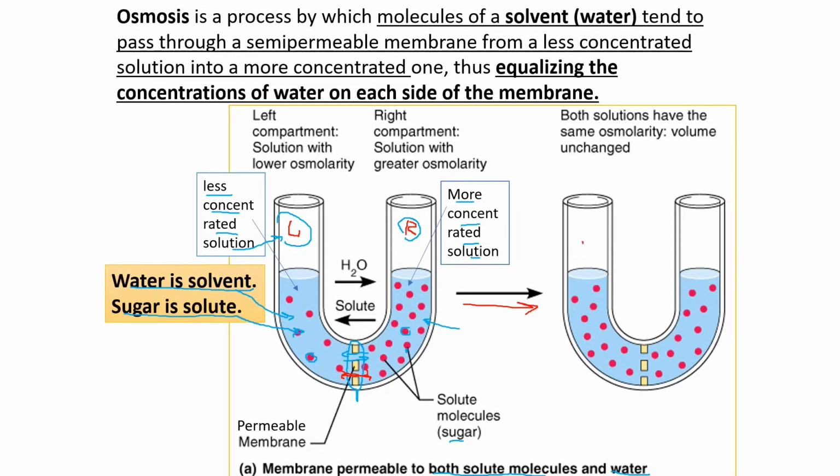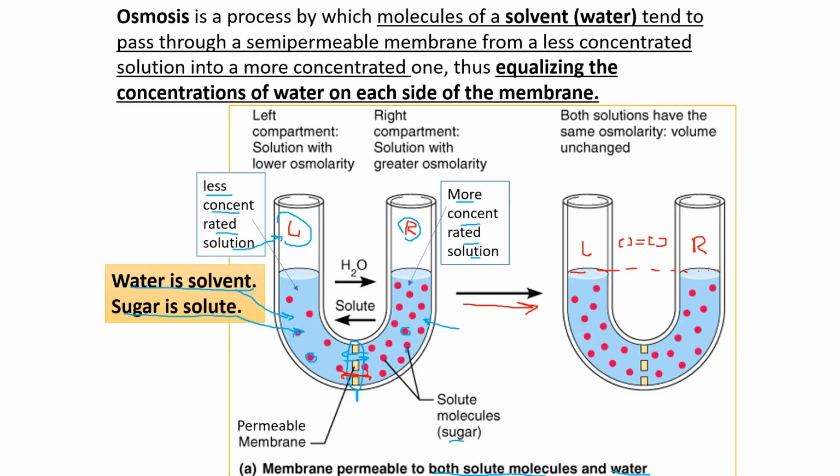So what will happen with time is that equilibrium will occur. We will see that on our left and right side, we will have exactly the same concentration of the sugar. The solute, our red sugar molecules, is equal on both sides, water is equal on both sides, and we have exactly the same level of volume of this solution.